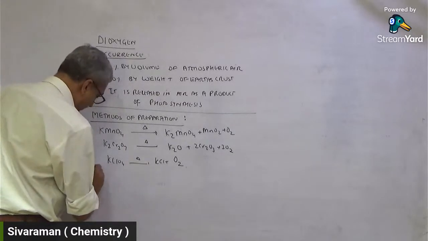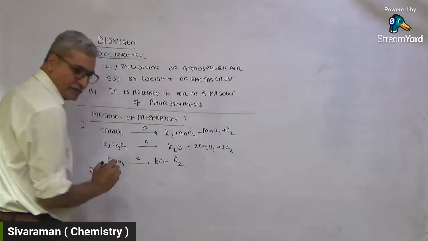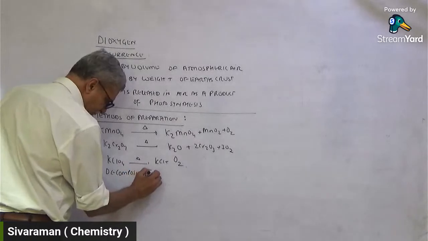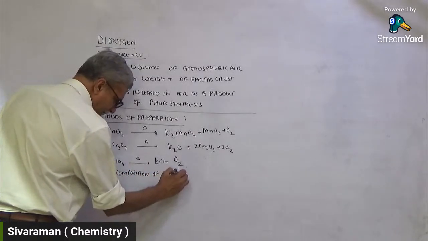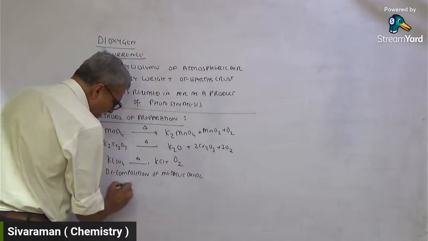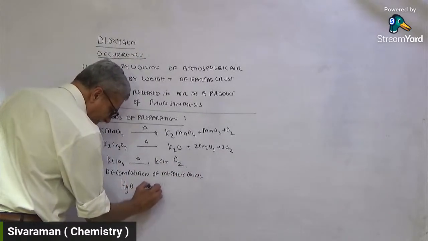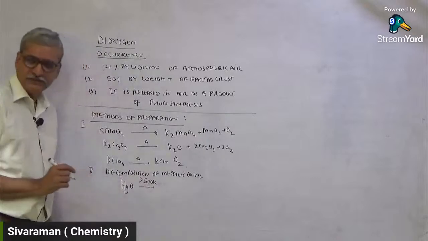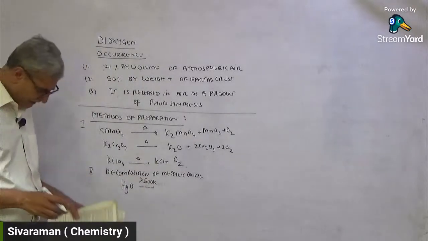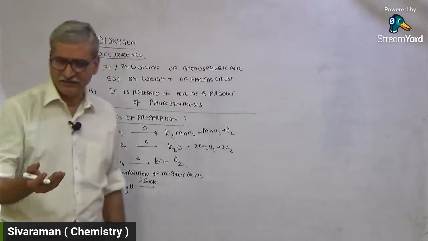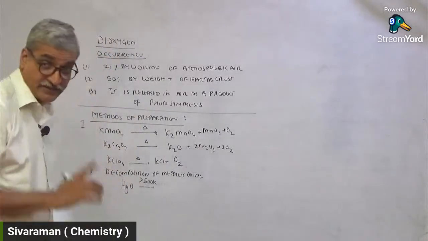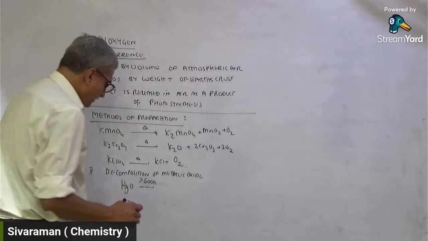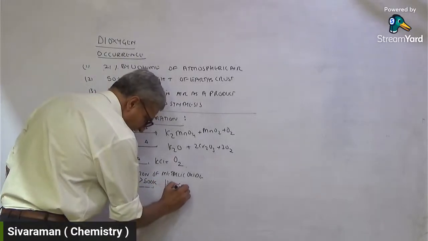Then decomposition of metallic oxide. Simply, you have mercuric oxide. Just heat it. It should be greater than 500 Kelvin. Any temperature above 500 Kelvin, they have said how much? Around 720. That's very important. Less than 500 Kelvin, this reaction will not take place. I'm going to teach you why. What will happen? This will form mercury plus oxygen.